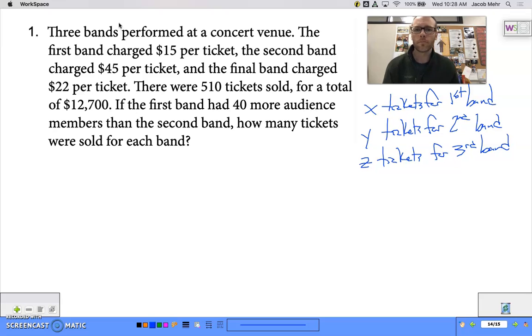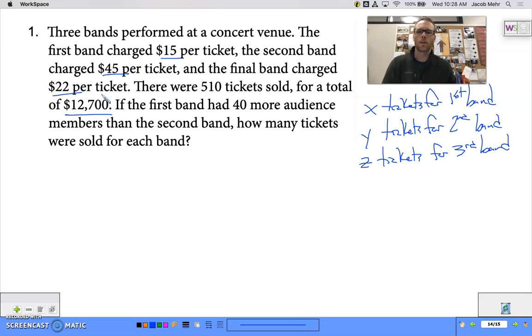All right, so let's first look at this. We've got $15 for the first band per ticket. The second band is $45 and the final is $22. I also look at this. This is the total for all 3 bands, and I think about how do we get that number? We need to know how many $15 tickets, how many $45, how many $22 tickets.